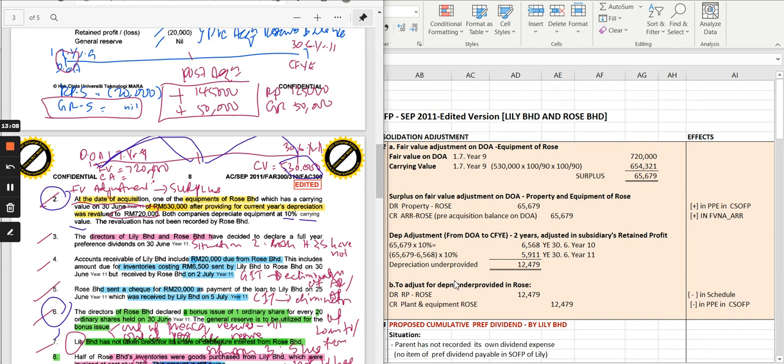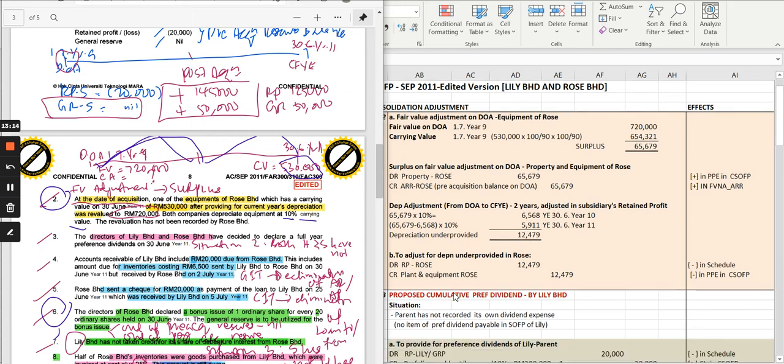and the depreciation that has been underprovided is 12479. When depreciation has been overprovided by the subsidiary, there is no buyer or seller here. The subsidiary's asset is being underprovided in terms of its depreciation, because the subsidiary is still depreciating based on the carrying value, whereas now the asset is reflected at its fair value of 720,000.